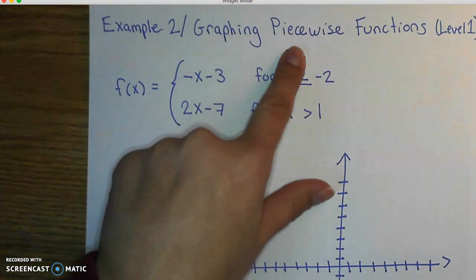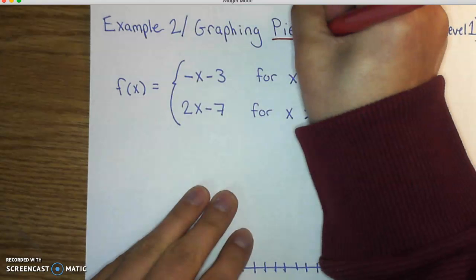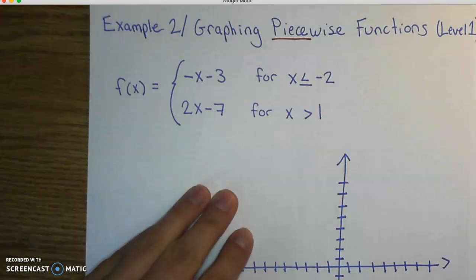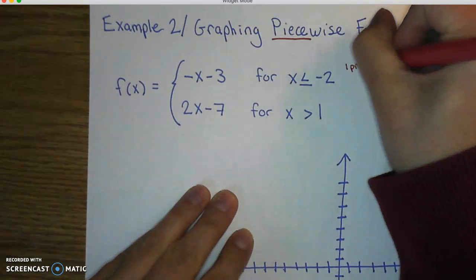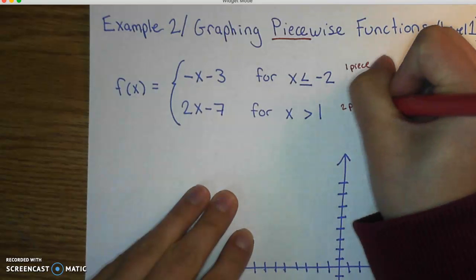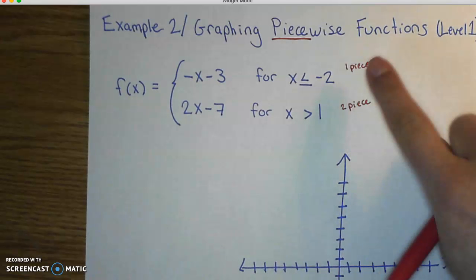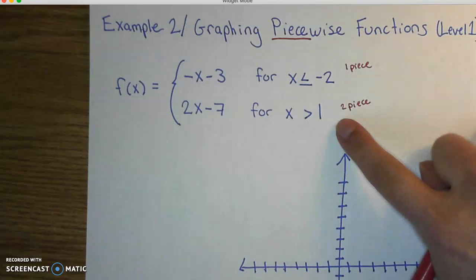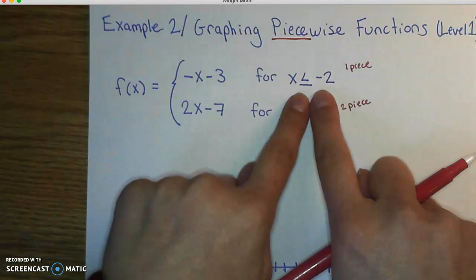graphing piecewise functions. And if you notice, it has the word piece in it, which means this has one piece and then a second piece. This graph has 2 different parts, the first part and the second part. It's the same thing we've been doing, but now we're adding in these inequalities.